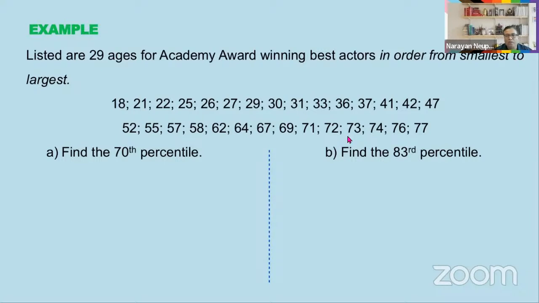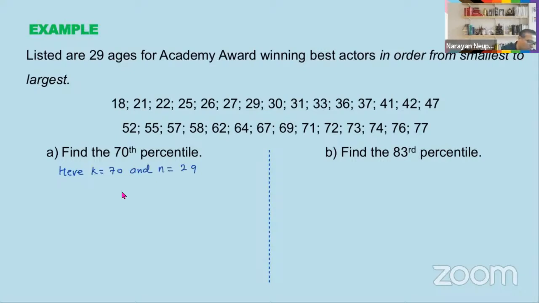29, right? Even if you count, you will see that there are 29. We have to find the 70th percentile. So in order to find the 70th percentile, you can see that K is 70, K equal to 70, and you know that N is equal to 29. So now we find the position.